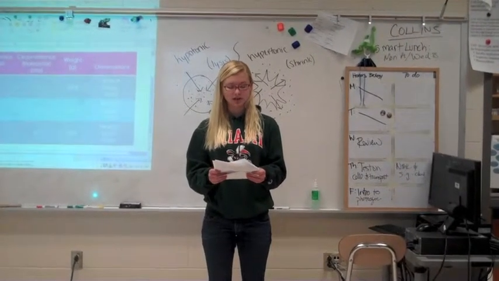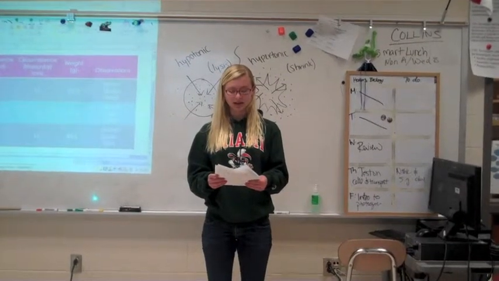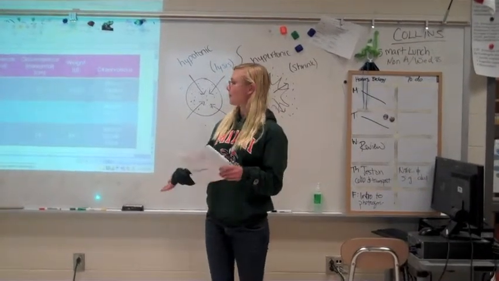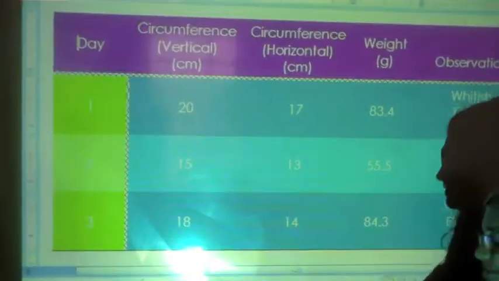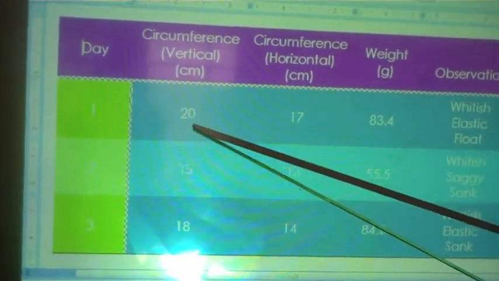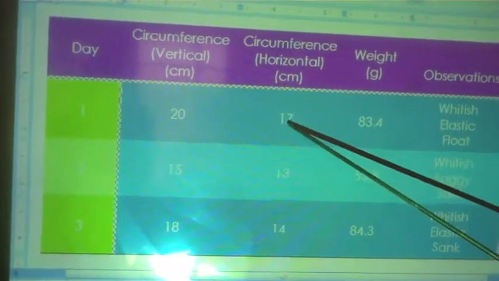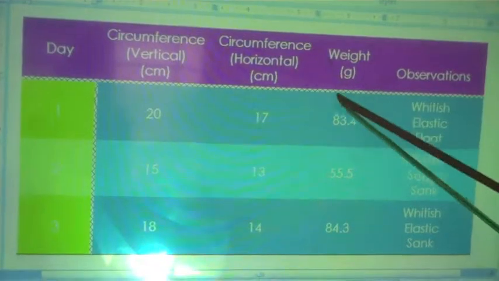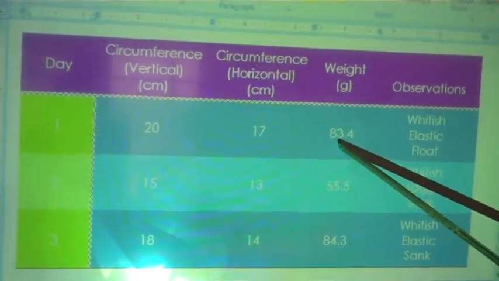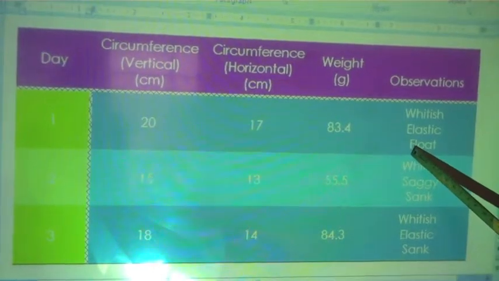Now we do the conclusion, and we must collect our data by putting it together in a data table, like so. Day 1 of the experiment, the vertical circumference was 20 centimeters, the horizontal circumference was 17 centimeters, and the weight was 83.4 grams. The observations were it was a whitish elastic, but it was floating.